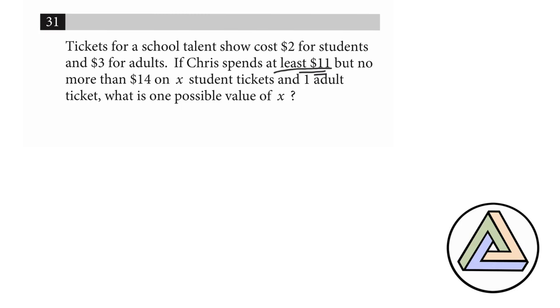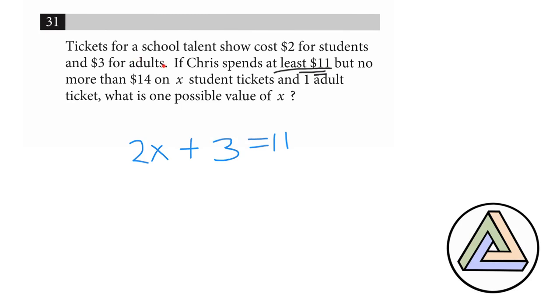And X student tickets and one adult ticket. So he actually bought only one adult ticket, which is $3. So we know it's going to be $3 plus X student tickets times $2. It's $2 per student ticket, so it's really 2X, right? 2X plus 3, and then that ends up being $11. It's really just simple as that.